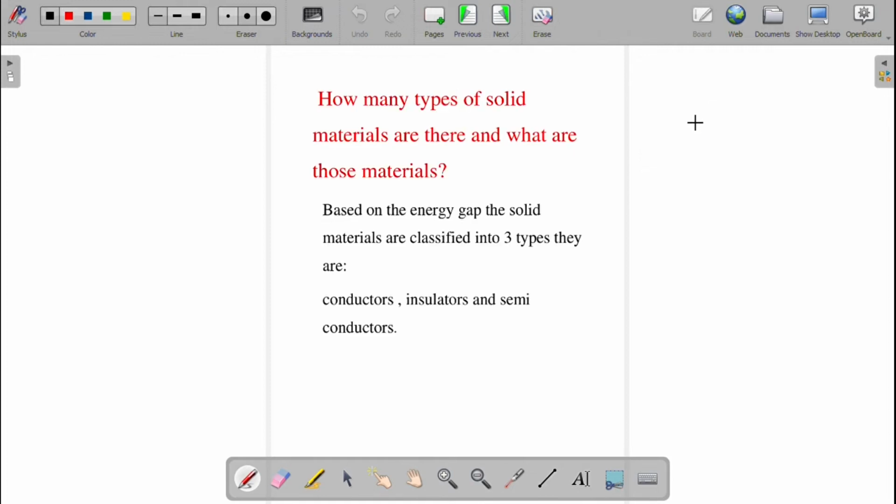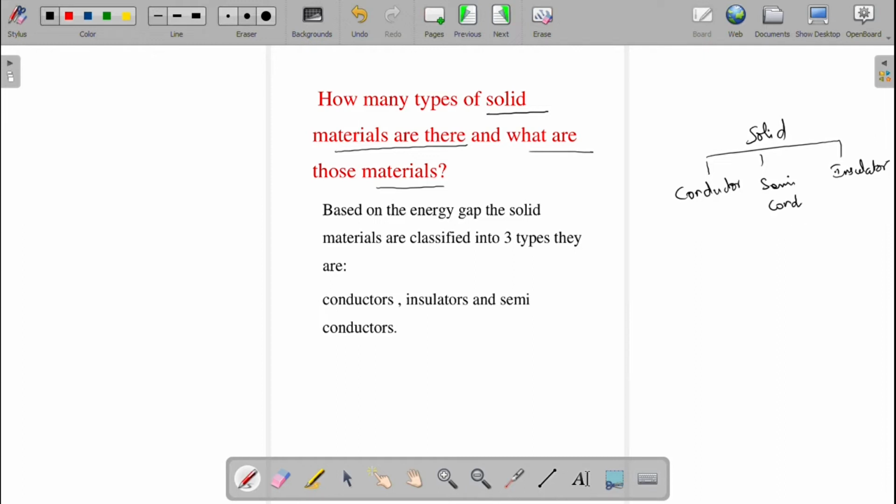Next, how many types of solid materials are there, and what are those materials? Actually, solid materials are classified into 3 types. Okay, so the first one is conductor, and then the next extreme is insulator. In between these two, semiconductor will be there. So solid materials are classified into 3 types: conductor, insulator and semiconductor, right?